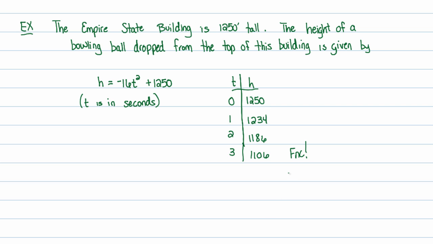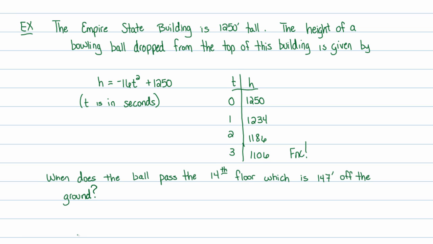By the way, as a side note, I just want to ask this question just because I have it in front of me. When does the ball pass the 14th floor, which happens to be 147 feet off the ground? So in other words, when is the height 147? I just, for some reason, really wanted to do this.